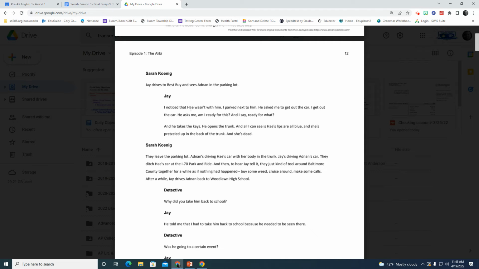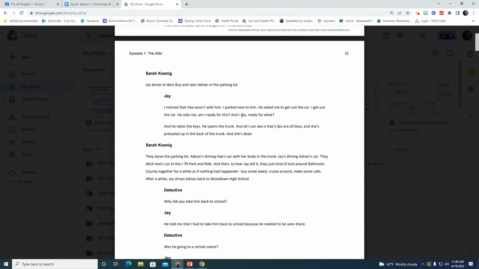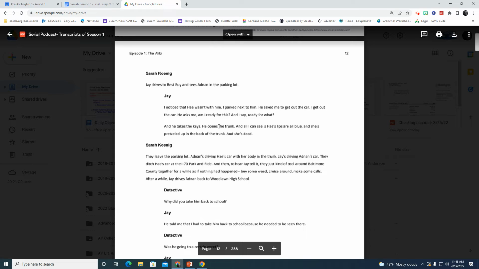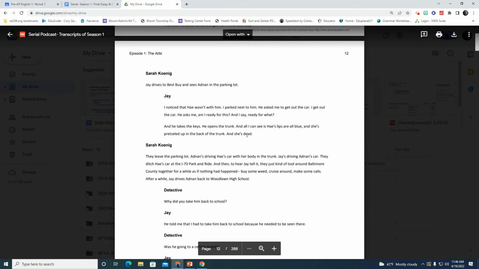He said, "I noticed that Hay wasn't with him. I parked next to him. He asked me to get out of the car. I got out of the car. He asked me, 'Am I ready for this?' I say, 'Ready for what?' And he takes the keys. He opens the trunk, and all I can see is Hay's lips are all blue, and she's pretzeled up in the back trunk, and she's dead."